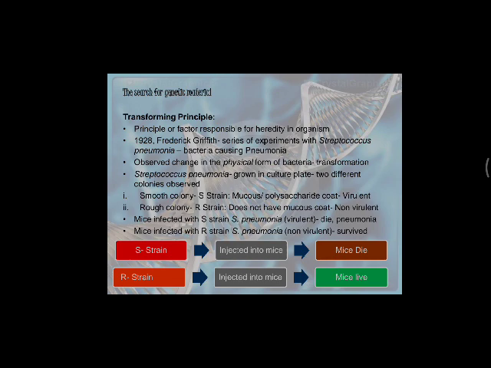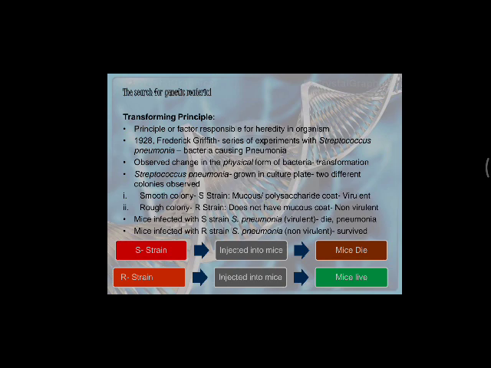One very important idea is the transforming principle, given by Frederick Griffith. It is the principle or factor responsible for heredity in an organism. In 1928, Frederick Griffith did a series of experiments on Streptococcus pneumoniae, which causes pneumonia.